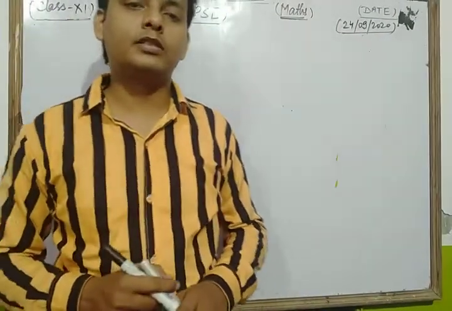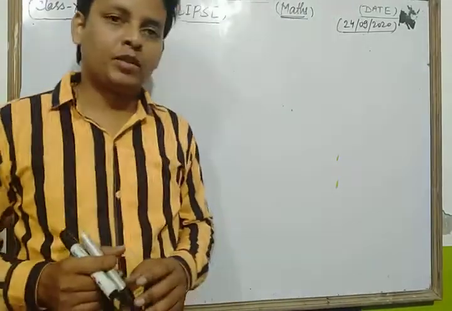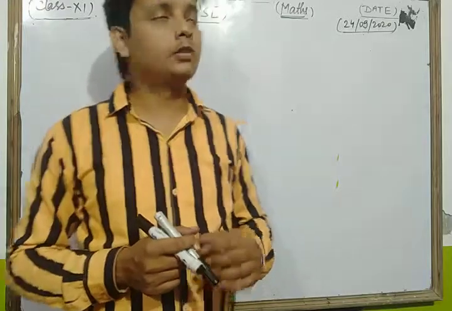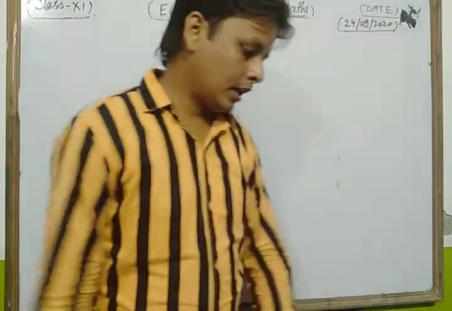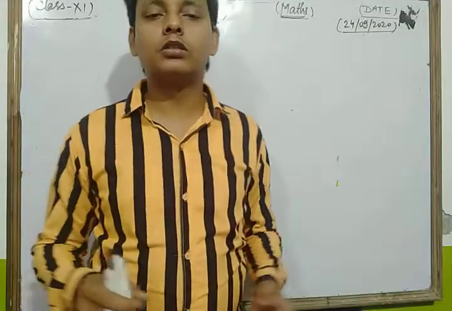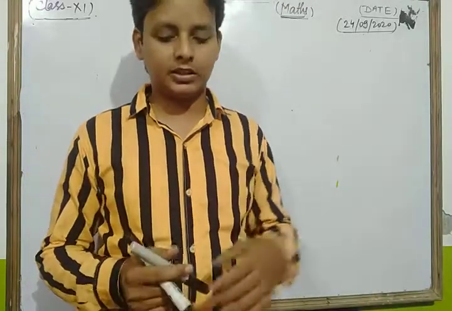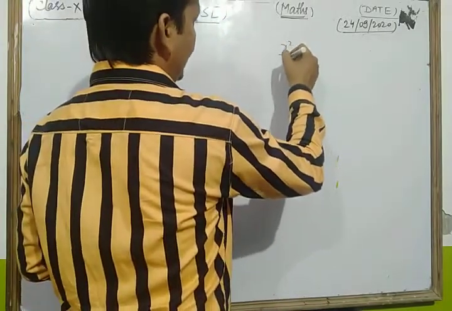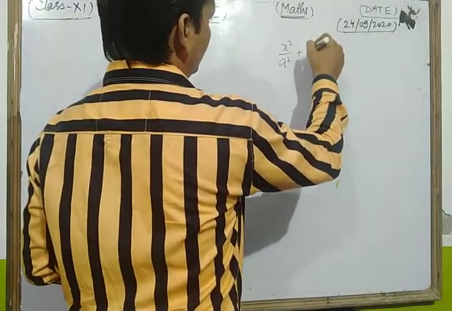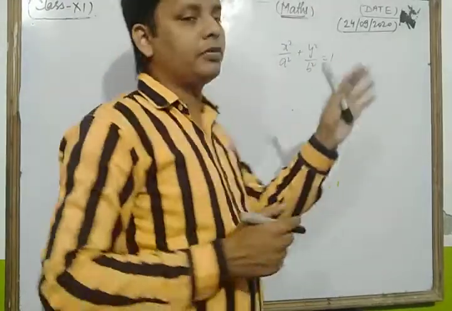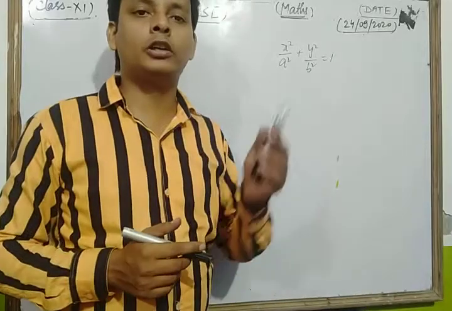Dear students, in the previous class we discussed a new topic of conic sections, that is the ellipse. In that chapter we discussed all the concepts related to the ellipse, meaning the standard equation of the ellipse. The ellipse is x square upon a square plus y square upon b square is equal to 1. And in that ellipse we discussed all the important formulas related to it.